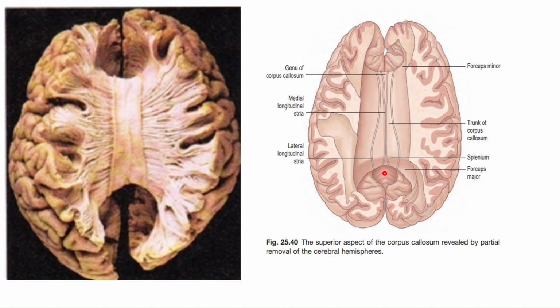And this is the real picture. You can see the corpus callosum, the fibers running like this. This is the area of forceps minor, this is the area of forceps major.